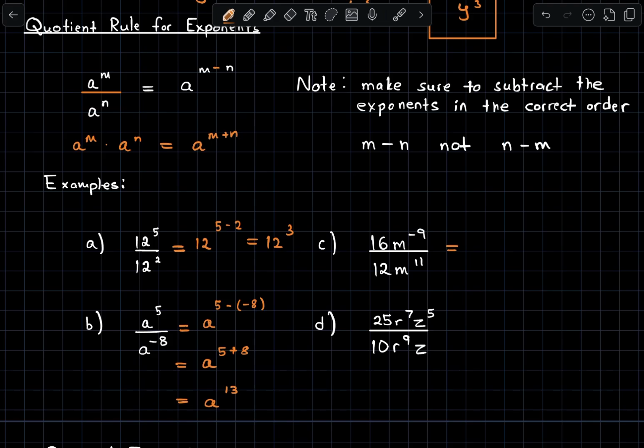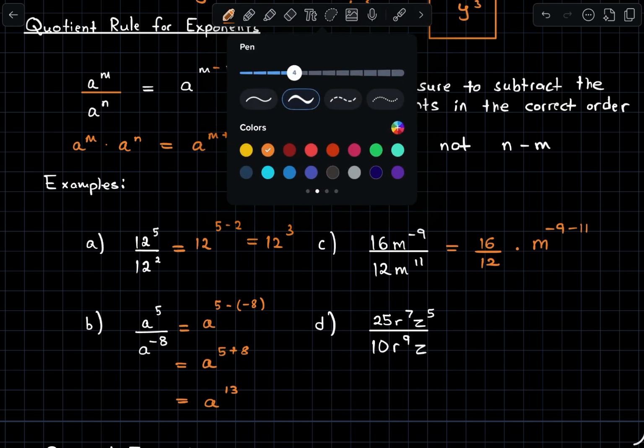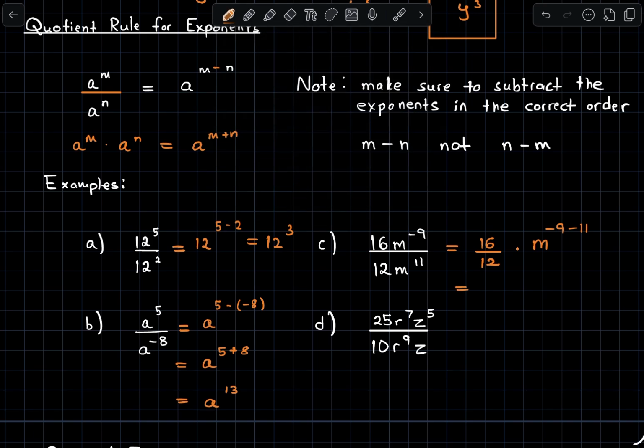Now, part C. We've got some numbers here that don't have anything to do with the powers, so let's just separate them. Let's write them out here. And then we've got m to the negative 9 on top, m to the 11th on the bottom. So we're going to subtract negative 9 minus 11. And if we simplify this fraction, this is going to come out to 4 over 3. I can divide top and bottom by 3. And then m to the negative 9th minus 11 is going to give us m to the negative 20.